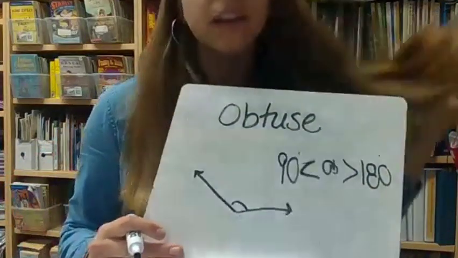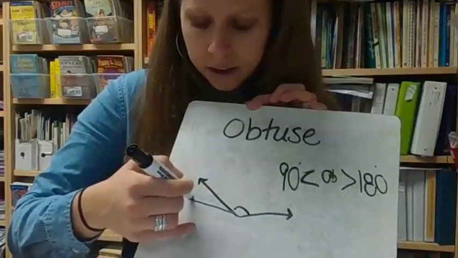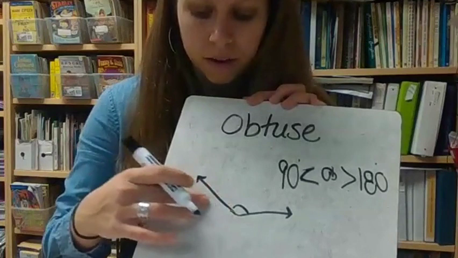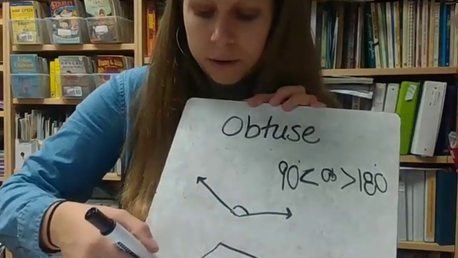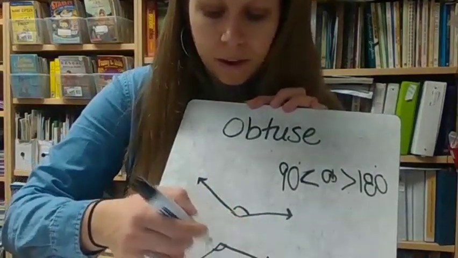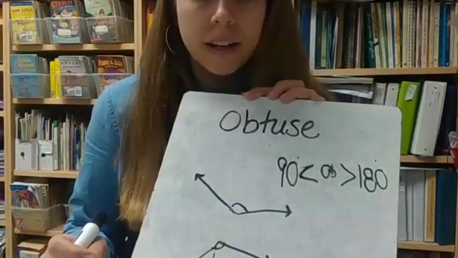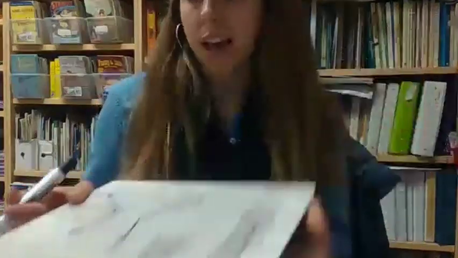So I could get the whole way over to here, as long as I don't have a straight line, I still have an obtuse angle. Again, it could be drawn upside down, okay? As long as it's not within that 90 degrees, you're considered an obtuse angle.